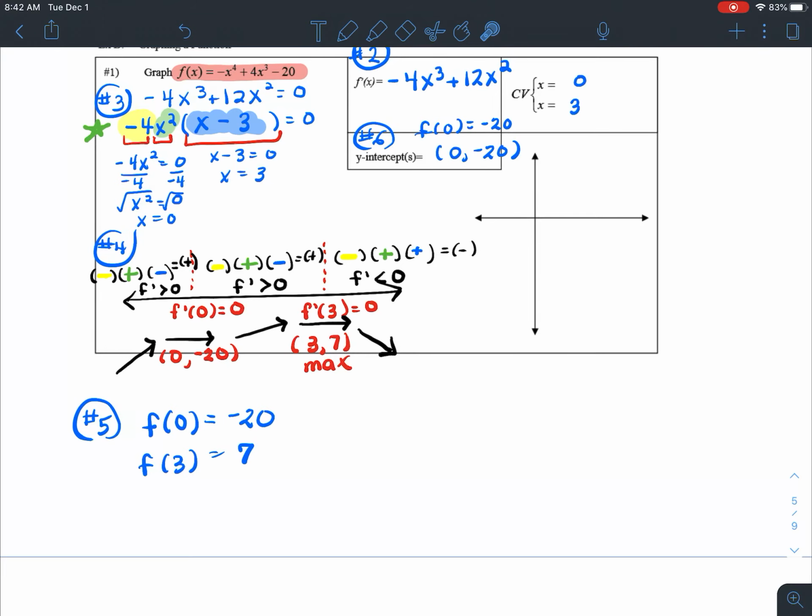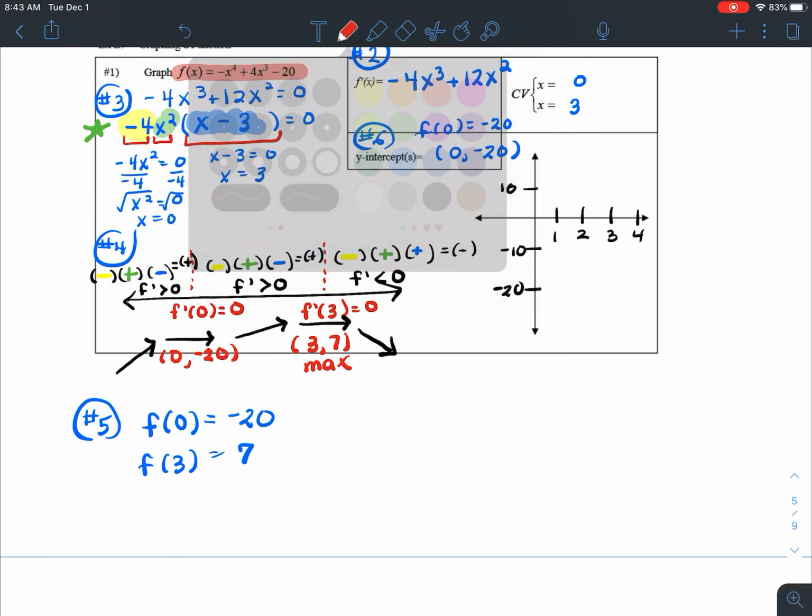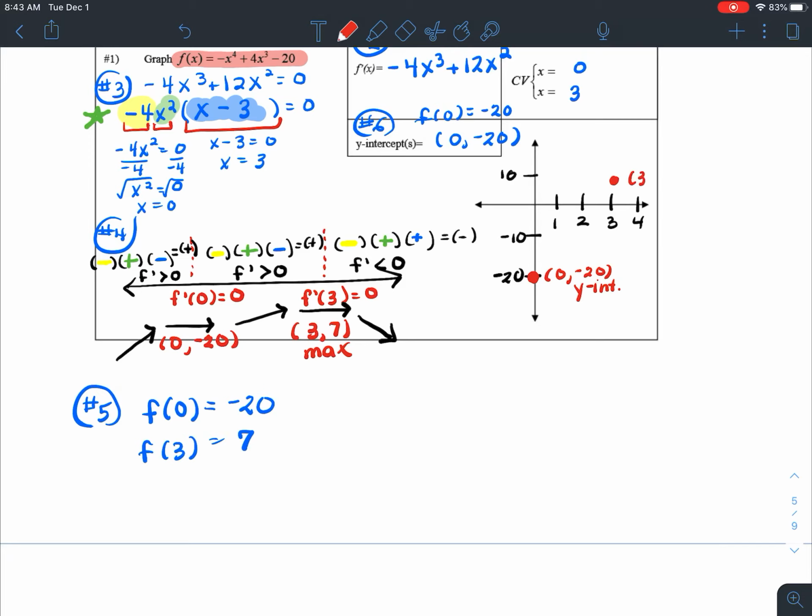So I'm going to look at my points here, 0, 3, 0. I'm not going to count by anything other than just ones on the x-axis, but my y values are -20, 7, again, -20. I'm going to go ahead and just count by tens on the y-axis, okay? We really only have 2 points to put on here. 0, -20, which I can label as a y-intercept, and then 3, 7, I'm going to label that as a max.